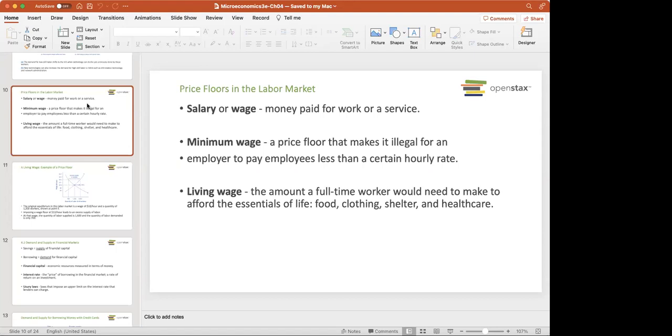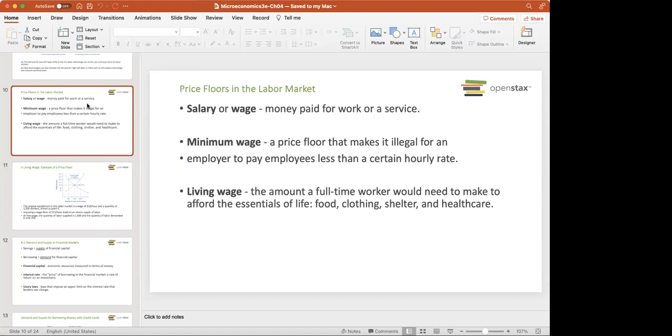That is why a lot of servers make a very small amount, whether it's 2 something an hour or whatever that looks like, and then they work for tips. Well, if that server's tips plus their small hourly wage do not equal that minimum wage, then the company, whether it be a restaurant or whatever it looks like, has to make up the difference to get to that minimum wage, because there's that legal price floor, if you will.